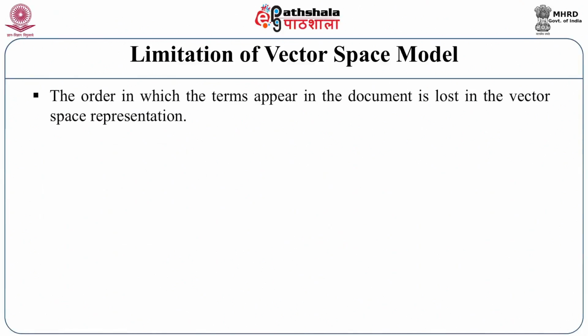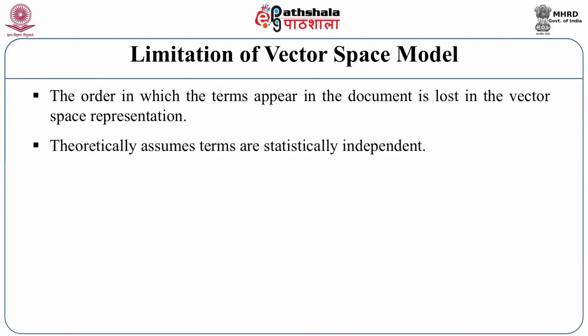The order in which the terms appear in the document is lost in the vector space representation, because the vector space model is basically a bag of words approach. Theoretically, it assumes that all the terms are statistically independent. The next disadvantage is that the weighting scheme is very intuitive, but it is not formal. It creates a problem while ranking the documents for a big corpus. So that was the end of the vector space model.